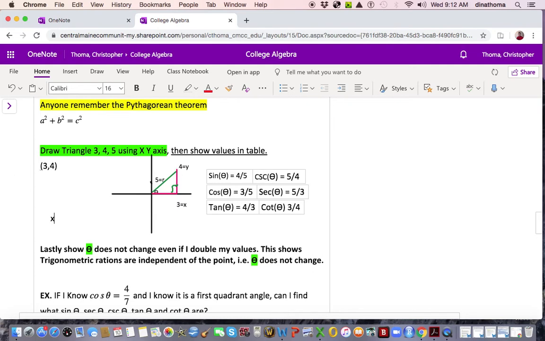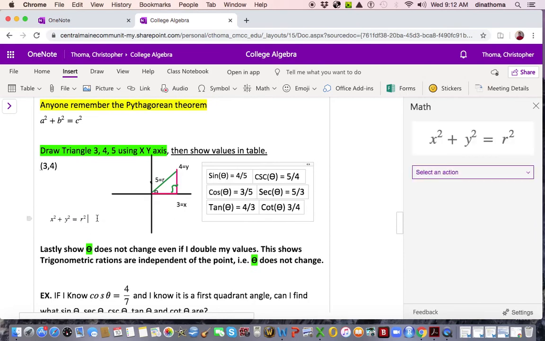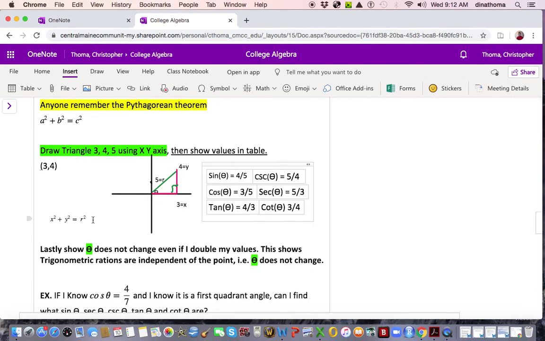x squared plus y squared equals r squared. Let's clean this up a little bit. So I want a lowercase x. There we go. So you can write it using different variables. Remember, a variable is an unknown, so it doesn't matter which letter you use per se.